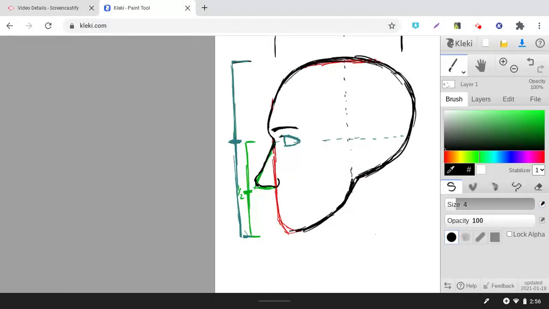Everyone's noses are very different. Some noses have lumps there. Some are more hooked. Some are more upturned. Totally dependent on the person. But that basic nose structure is going to be kind of a triangle down to the bottom half of the face.